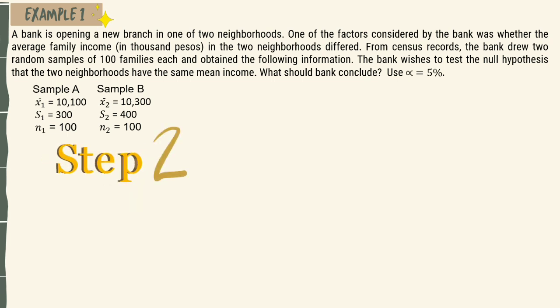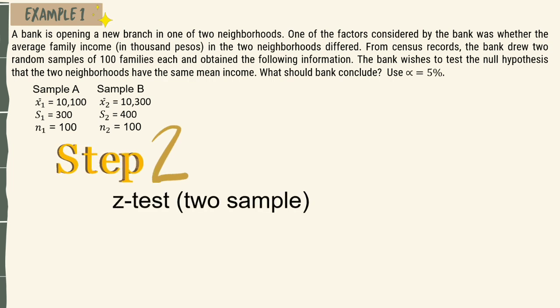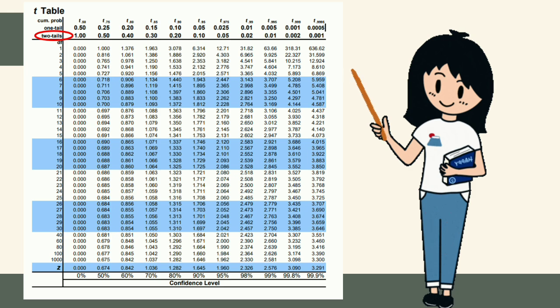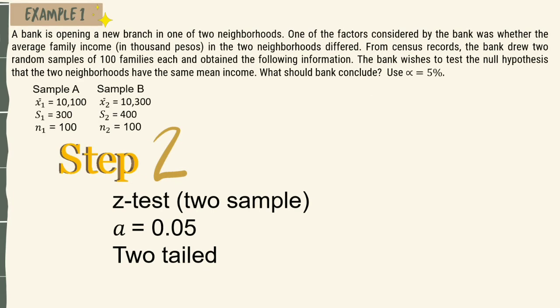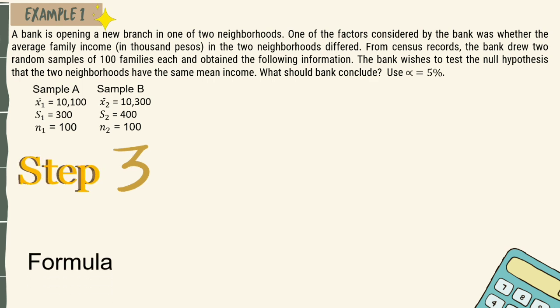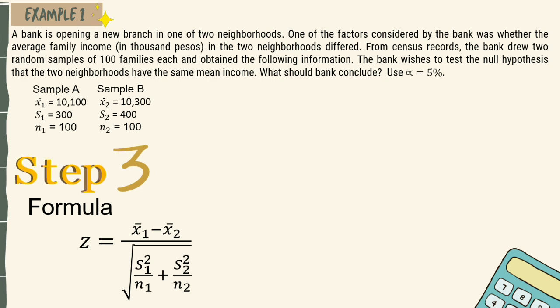In step 2, our given is in the form of a z-test 2-sample. Since we compare the means of samples of independent groups taken from a normal population, our alpha is 0.05 using a two-tailed test. Since our alternative hypothesis has the word different, we now get our tabular value, which is positive negative 1.96. Let's have first our formula. Z is equal to mean sub 1 minus mean sub 2 all over the square root of s sub 1 squared over n sub 1 plus s sub 2 squared over n sub 2.